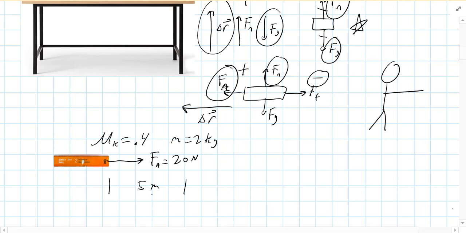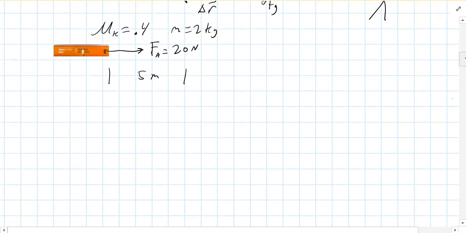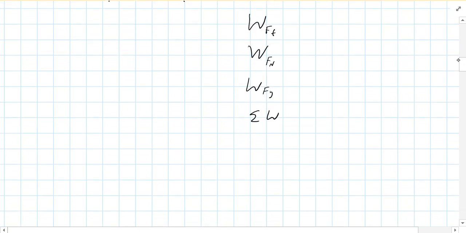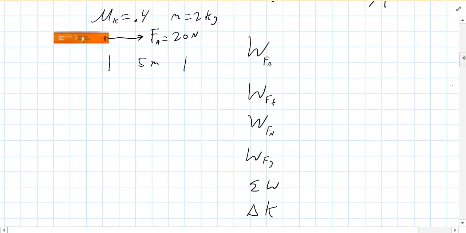All right, here are some things we're going to calculate briefly. This will be very fast. We're going to find the work done by the force applied. We're going to find the work done by the force of friction. We're going to find the work done by the normal force. We're going to find the work done by the force of gravity, and then we're going to find the net work. And then finally, we're going to find the change in kinetic energy. Well, it would probably help to draw an FBD.